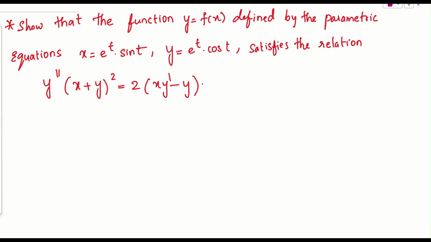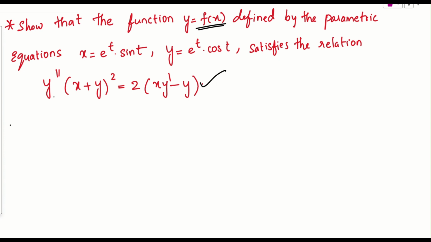Yeah, if you look into the problem, what they have given here, they are telling that show that the function y is nothing but, y is in terms of f of x alone. Agree? So defined by the parametric equations, how they are defined? x is nothing but e power t into sin t, y is nothing but e power t into cos t, which will satisfy this relation.